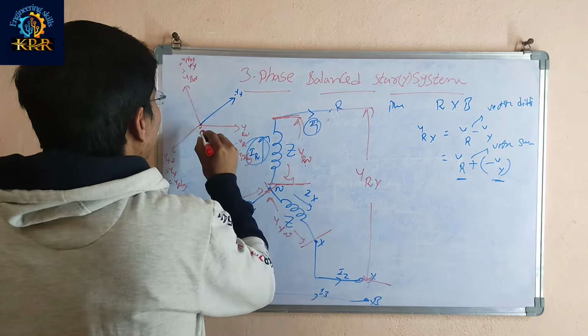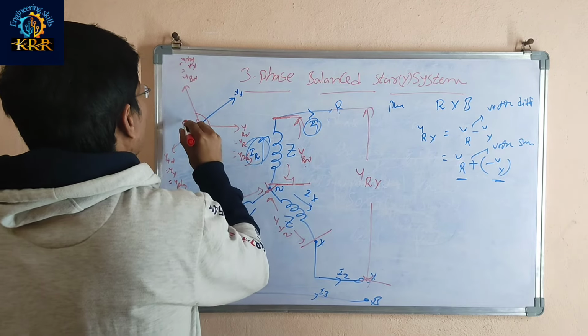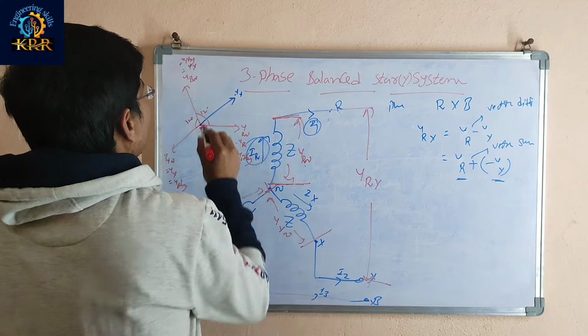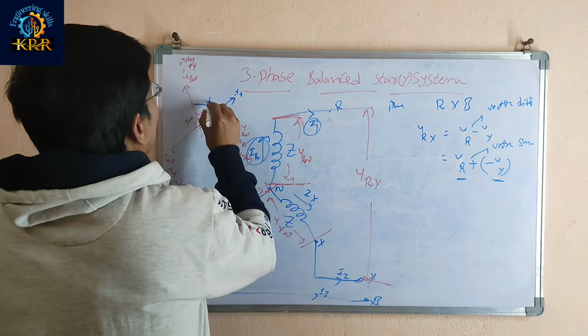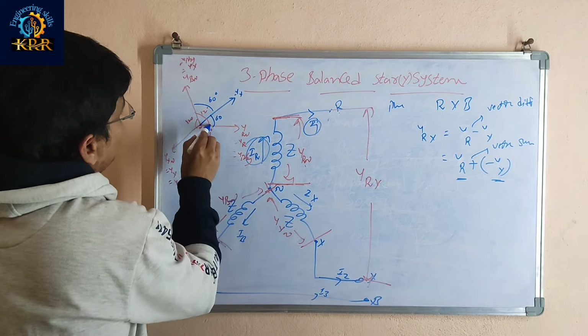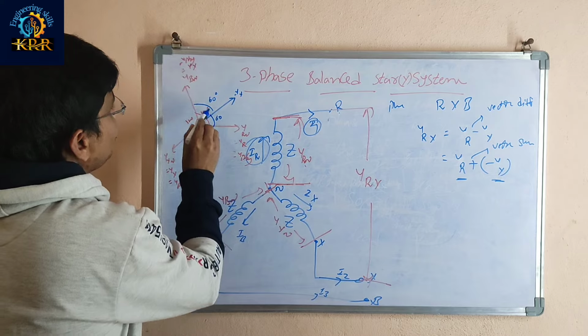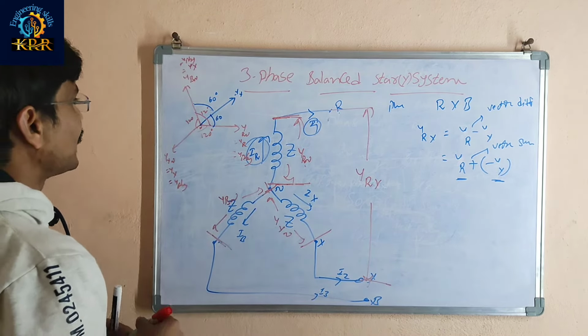Previously, every phase angle is 120 degrees. This is also 120 degrees and 120 degrees. Now here is the 60 degrees. The angle between here to here is 120 degrees. Here to here is 60 degrees, here to here is 60 degrees, here to here is 60 degrees.